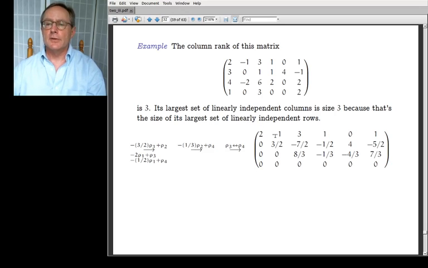When you do Gauss's method, you get 3 linearly independent rows, and there's a 0 row. Since there are 3 linearly independent rows, the row rank is 3. But the row rank equals the column rank, so the column rank must be 3 also. In particular, can you see that 2, 0, 0, 0 is one element of a basis? -1, 3/2, 0, 0 is another element of a basis. 3, -7/2, 8/3, 0 is another element of a basis.